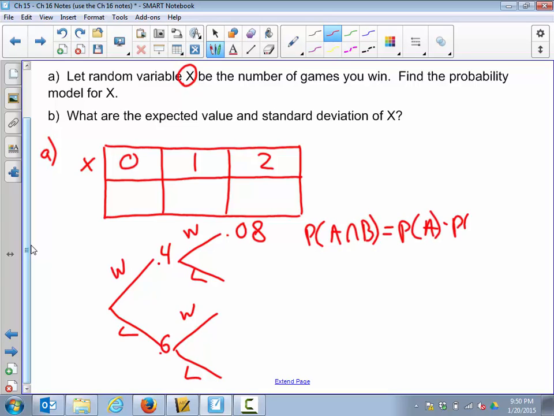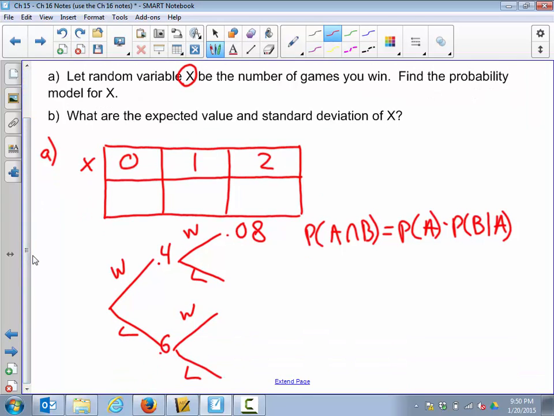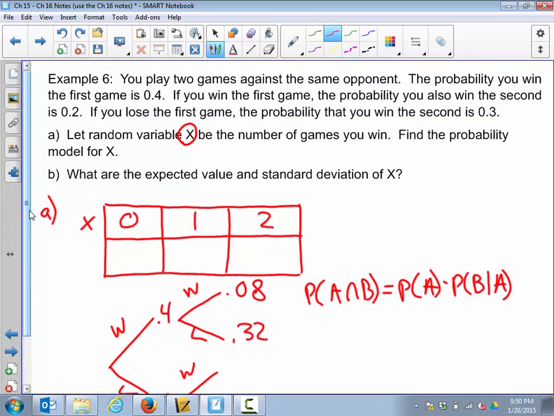The general multiplication rule again says the probability of A intersect B is the probability of A times the probability of B given A. Well, they gave us the probability of B given A with that 0.2. The probability of a win, then a loss, the second outcome that we want. Well, remember that the win-win and win-loss outcomes have to total to 0.4, so this has to be 0.32. I'm subtracting 0.08 from 0.4.